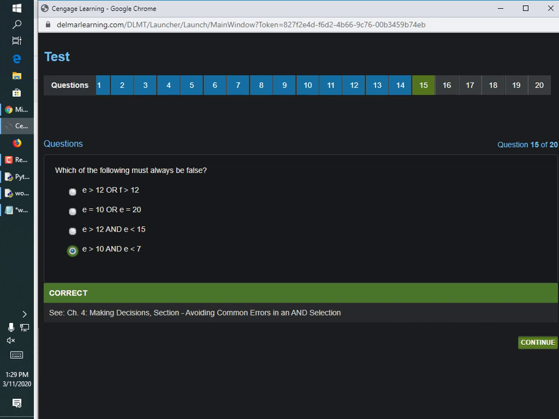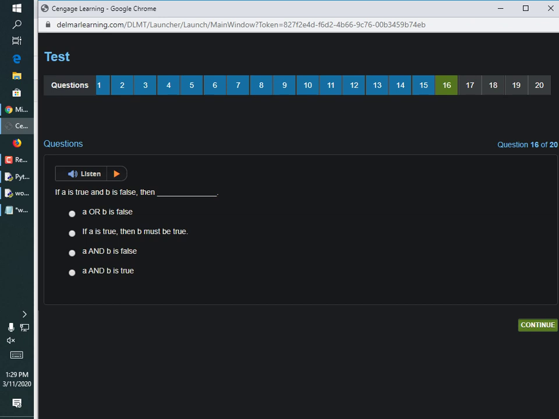If A is true and B is false. A or B is false. No, because OR means either one could be true and the result would be true. So that's not true because one of them is true. If A is true, then B must be true. Well, why would that be? That doesn't even make any sense to me. Because they say it's false here, so B is true.